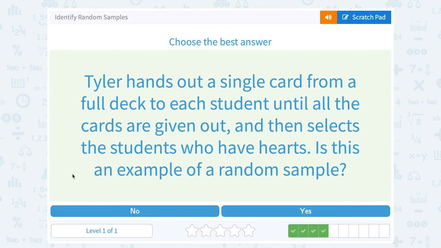Tyler hands out a single card from a full deck to each student until all the cards are given out and selects the students who have hearts. Well, we already saw this. So again, assuming that that deck is shuffled and he doesn't know who's getting what card, then yes, that would be a random sample.